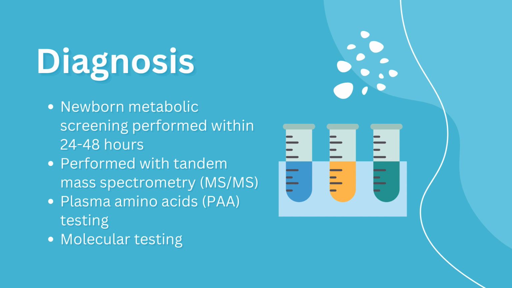Plasma amino acids, PAA, testing should be performed to assess for elevated levels of branched-chain amino acids, BCAAs, and to detect L-alloisoleucine, derived from L-isoleucine. The detection of L-alloisoleucine, also termed alloisoleucine, is diagnostic for maple syrup urine disease. BCKD enzyme activity can be measured in lymphocytes, cultured fibroblasts, or both, although this test is not required for diagnosis.